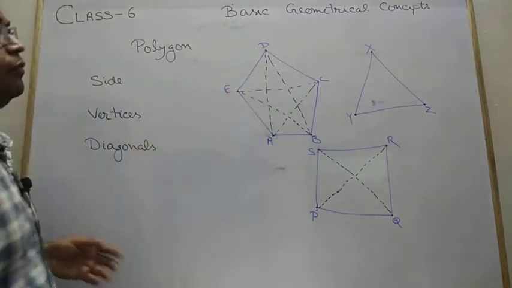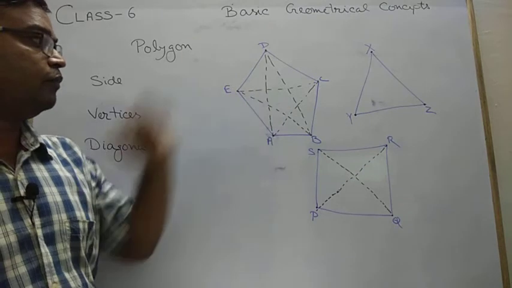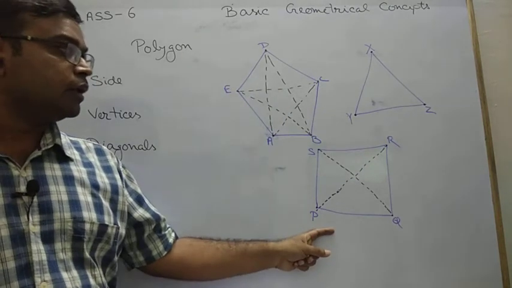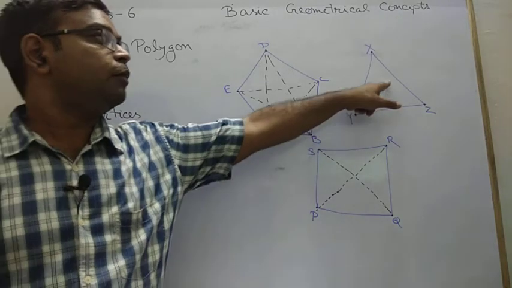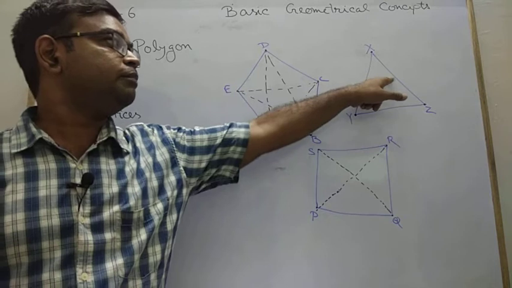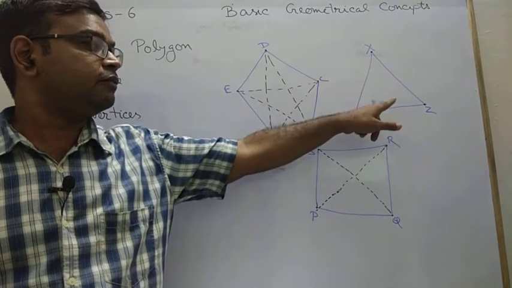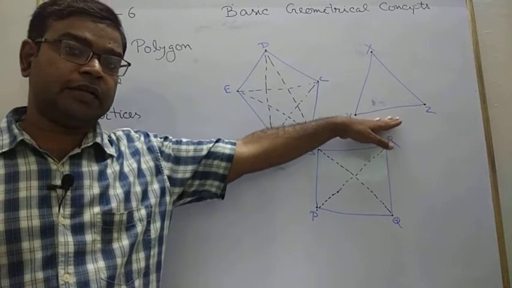So how many diagonals are there? 2, 3, 4, 5. There are 5 diagonals in the case of a pentagon. There are 2 diagonals in the case of a rectangle. In the case of a triangle, see, there is no opposite point. All the sides join each other at the vertices, and those vertices are adjacent. So in the case of a triangle, there is no diagonal.